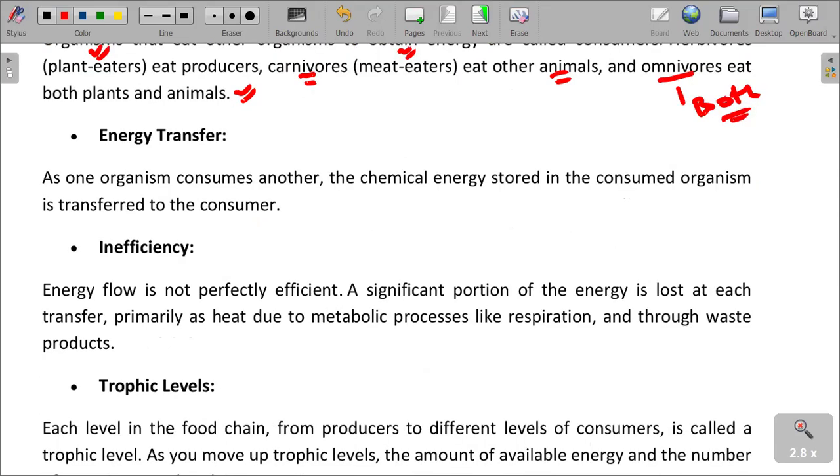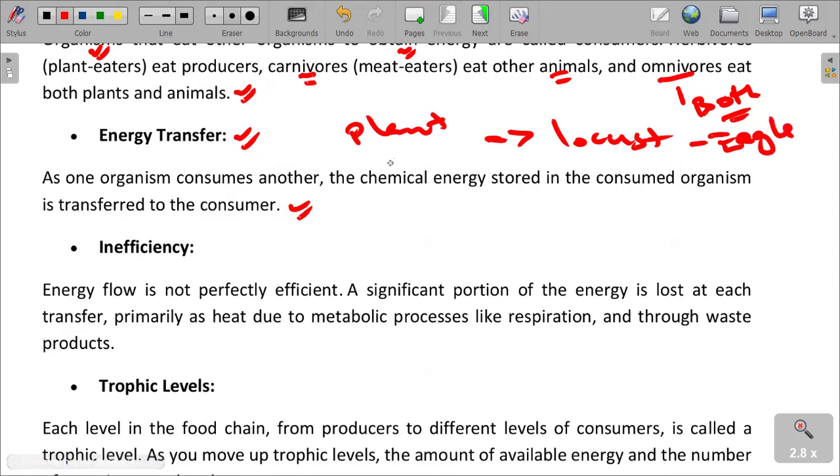And then, in other words, again, we need to understand that in a food chain we have what is called energy transfer. As one organism consumes another, the chemical energy stored in the consumed organism is transferred to the consumer. So we are saying it is a plant, and then we have got the locust, and then we have got the eagle.